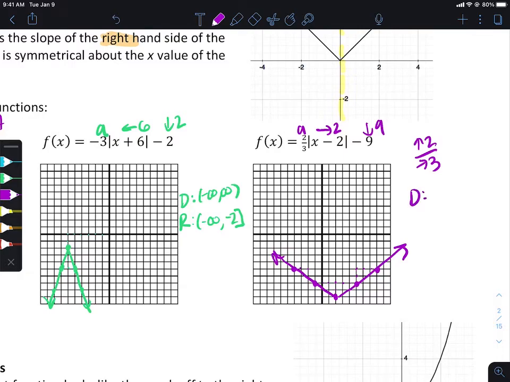Okay. Our domain is negative infinity to infinity. The range, we're starting, notice we have nothing below here. Right, so we're starting at our Y value of negative 9 and going up from there. So our range is bracket negative 9 to infinity.